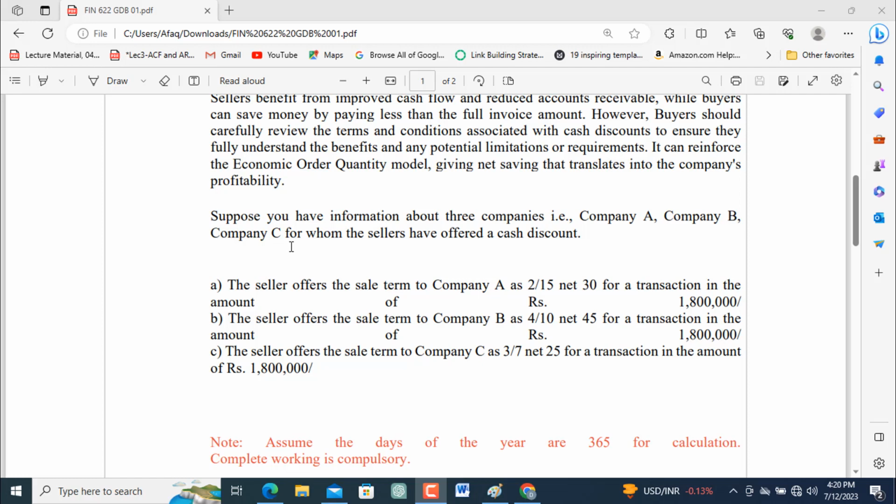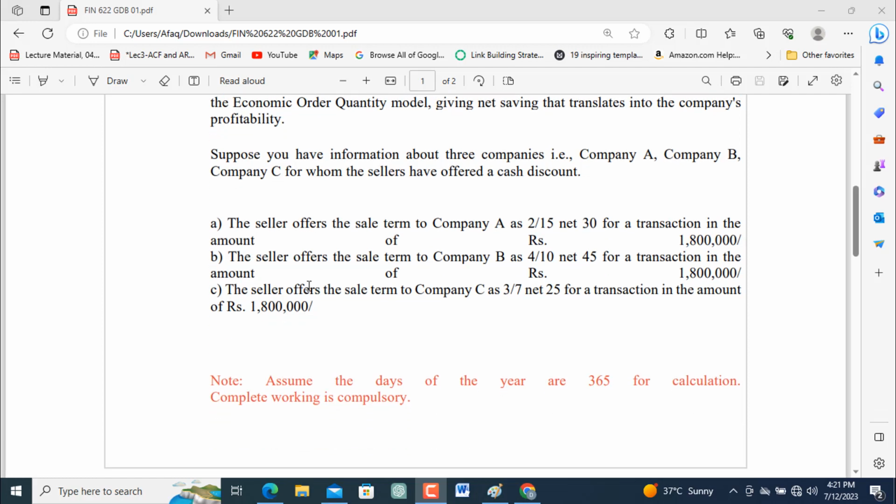You know there are two parties in any transaction, one is seller and the other is buyer, and the seller provides the credit terms or sales terms regarding the transactions. So let's read out the sales terms regarding the transaction for each company A, B, and C respectively. The seller offers the sale term to company A as 2/15 net 30 for transactions in the amount of rupees 1.8 million, 1800,000.